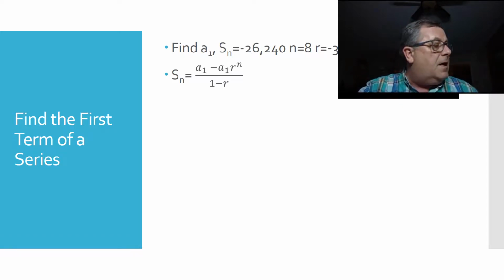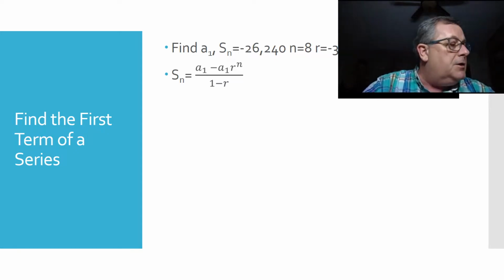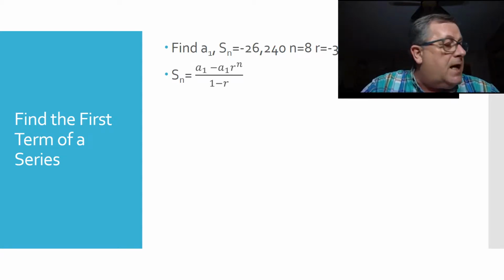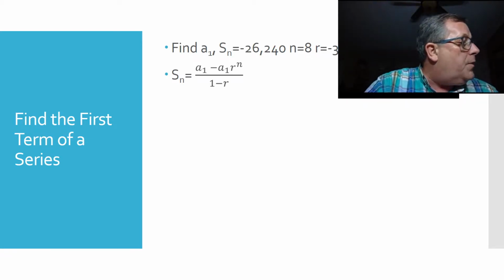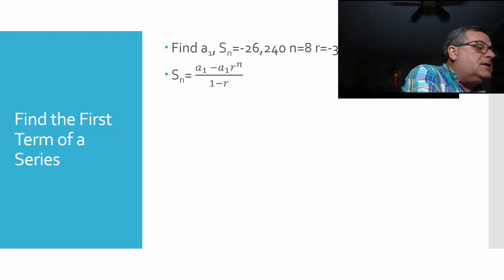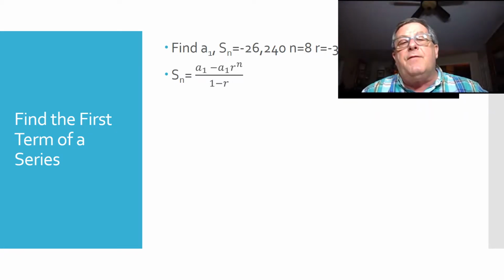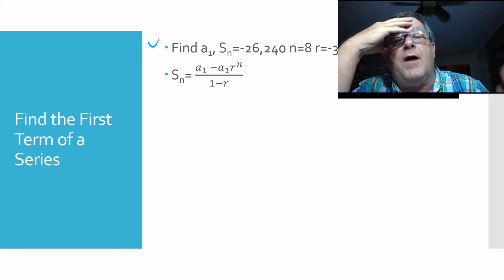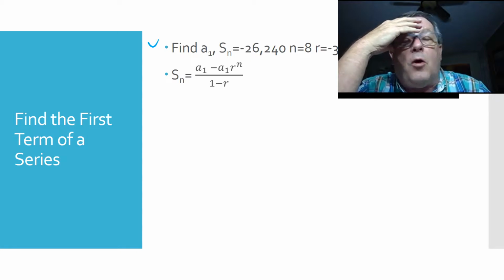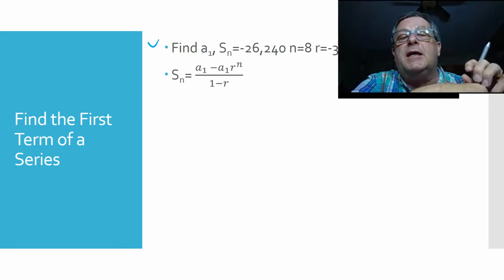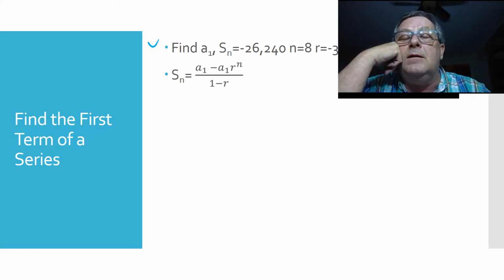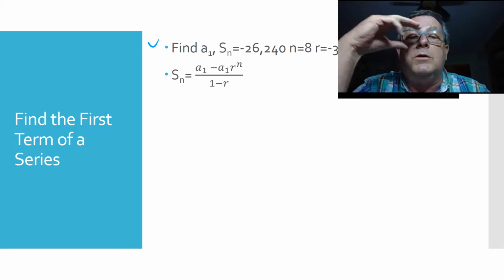Well, what do you say we finish up our work here in chapter section 10-3, geometric sequences and series, with the last example, number 6, which is found on page 677, where we're going to find the first term of a series. Here we're asked to find A1 when the partial sum of the geometric series is negative 26,240, n is equal to 8, and r, the common ratio, is equal to negative 3.